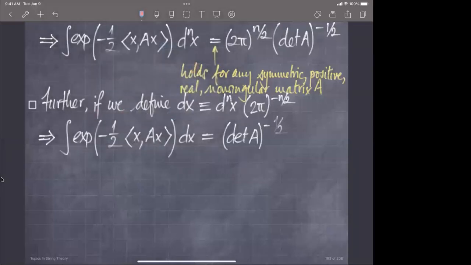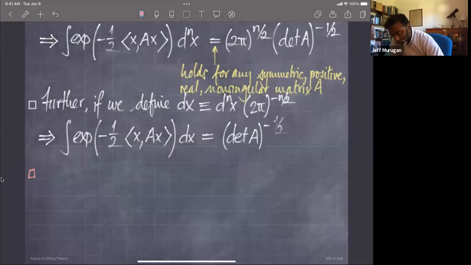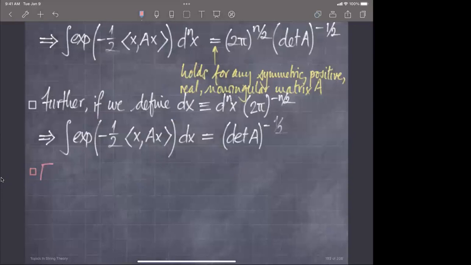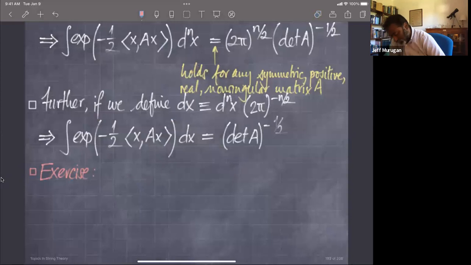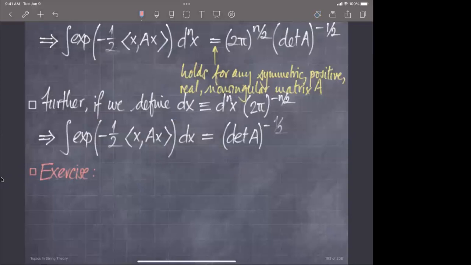Let me show you, or rather, you show you. So here's an exercise. And the exercise is precisely what I think Nitin is asking, which is what happens when you have cross terms, right? Yes? Okay.